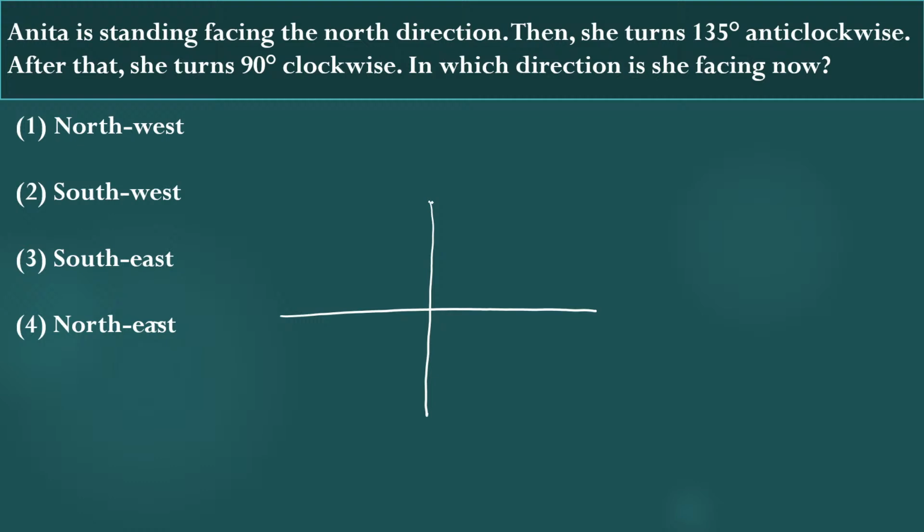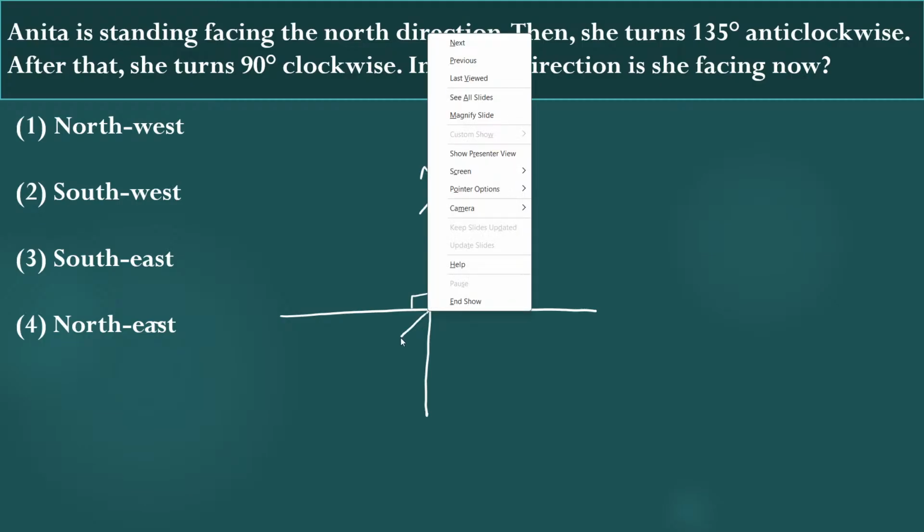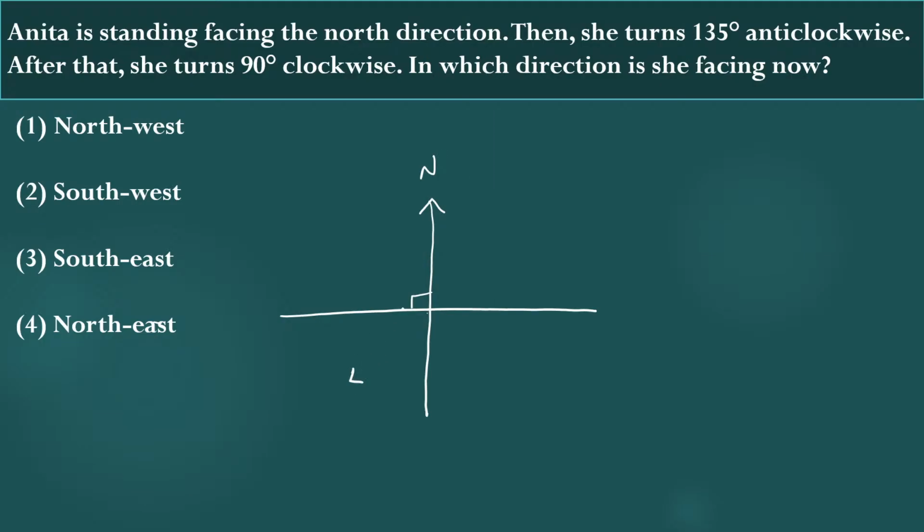Okay. So, Anita is facing towards the north direction. This is the direction of Anita. Then she turns 135 degrees anti-clockwise. So, here to here we have 90 degrees and she moved like this. Here to here we have 135 degrees.